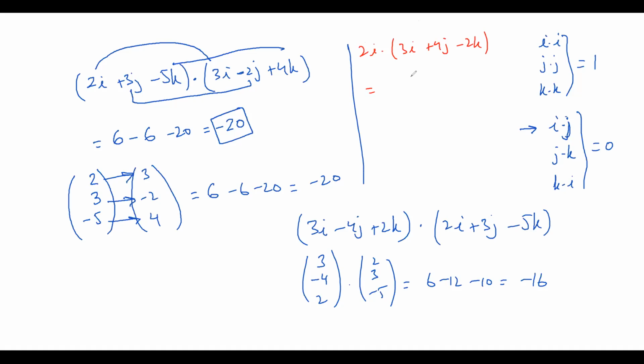There is... Hmm? 6 with 6. That will only be 6. Very good, because this 2i is basically 2, 0, 0, and this is going to be 3, 4 minus 2. So that is going to be 6. Okay. So that is how you perform this dot product.